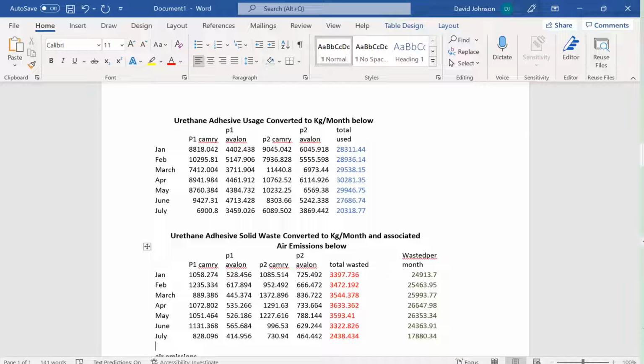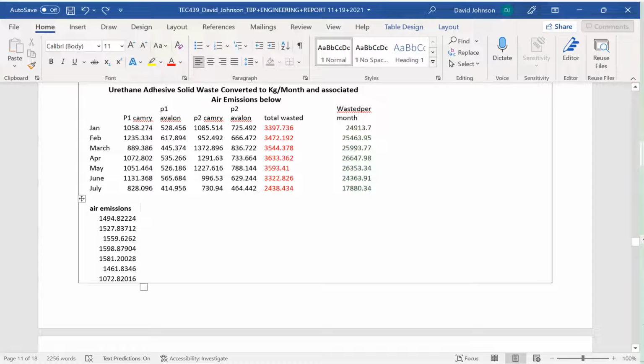The urethane adhesive solid waste, all right? And this data begins to show us, all right, that this is the amount of urethane total used, all right? And this is the amount of total wasted. Subtracting the two, you get the waste per month. All right, you get the waste per month in this case. We also get the air emissions, which is very important as well. All right, and the waste per month. This is carried over from the previous string.